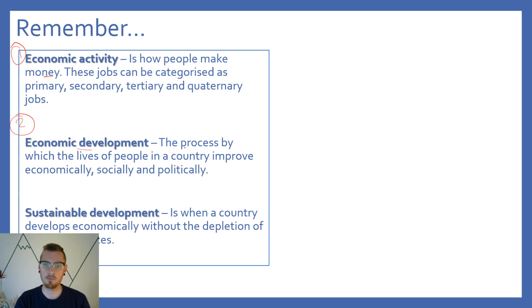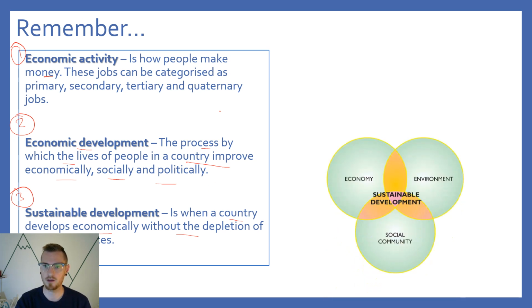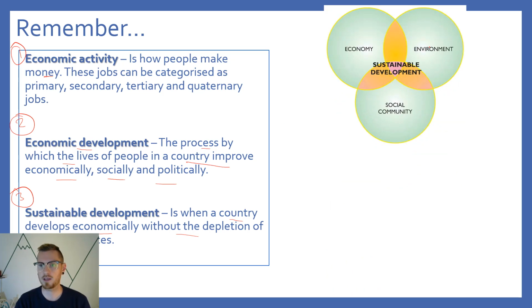Two, economic development. Remember, that is the process by which the quality of life of people in a country improves. Now that's economically, socially, and politically. And the difference between that and sustainable development is where a country develops economically without the depletion of natural resources. Natural resources are those resources extracted for human needs and uses. So how can we think about sustainable development? Well, that is where we get that overlap between the environment, economy, and social community positively.